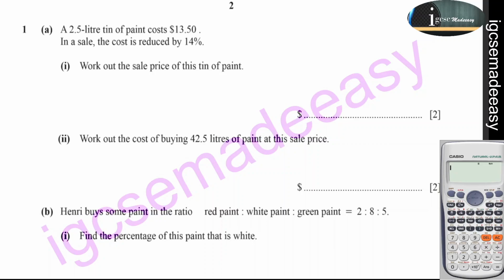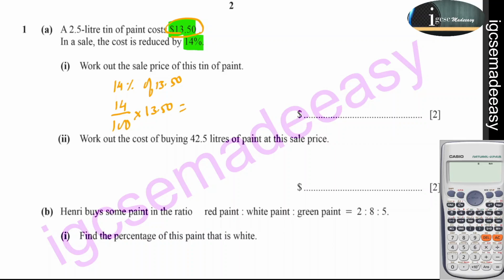Question number 1. A 2.5 liter tin of paint costs 13.50. In the sale, the cost is reduced by 14%. Calculate the sale price of the tin. So here the actual price is 13.50, and during the sale the price is being reduced by 14%. So let's find out what is 14% of 13.50.